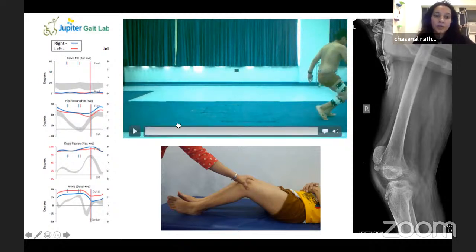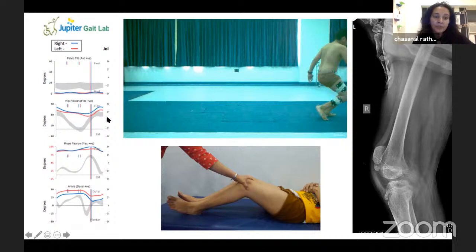Because crouch is defined as flexion at the hip joint, flexion at the knee joint, and dorsiflexion at the ankle, that's how this is a crouch gait. But had these been in plantar flexion, then it becomes a jump gait, and that is an actual equinus. But here this is an apparent equinus.